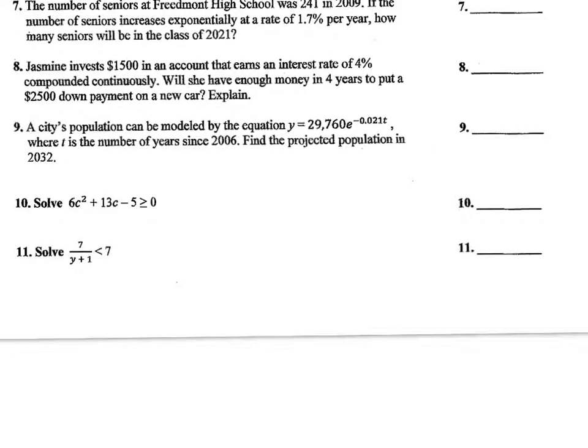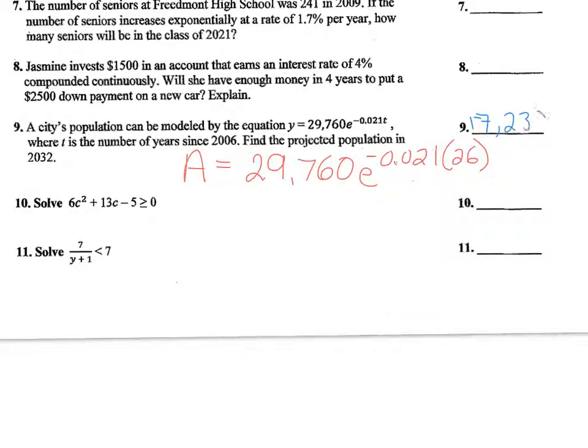So the amount would be how many people? Well, how many years passed after 2006? 26 years, that is right. So the time would be times 26 years. So the amount of people after 26 years would be 17,000. That is right. So it's 17,239. Yes, that would be the projected amount of people.